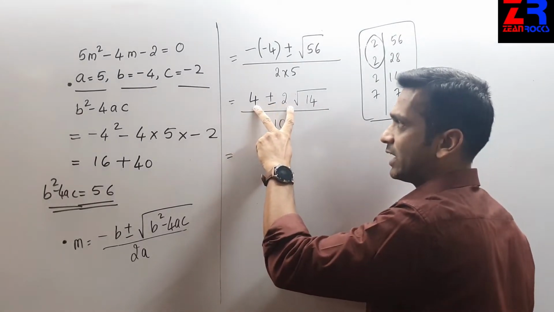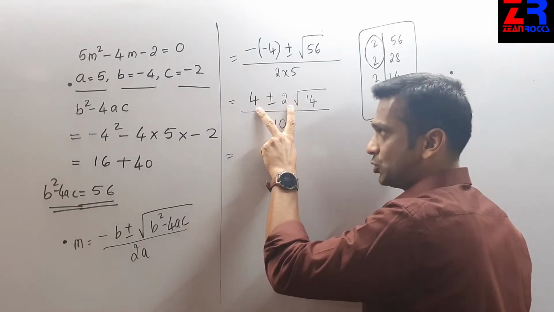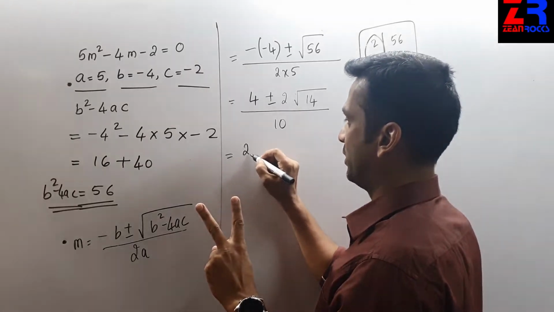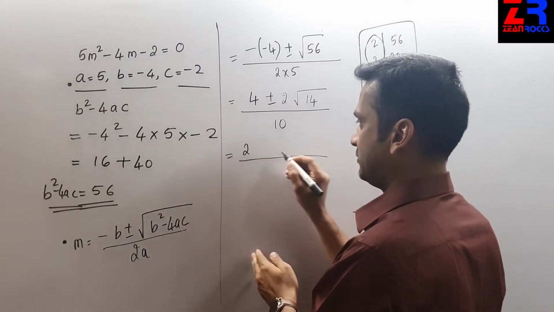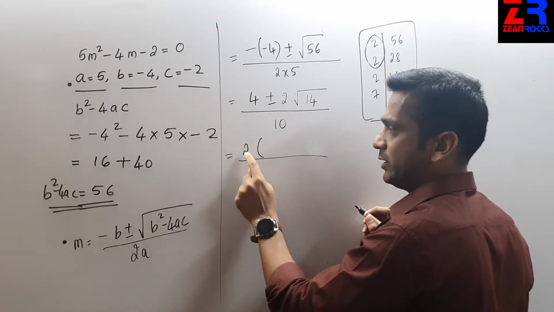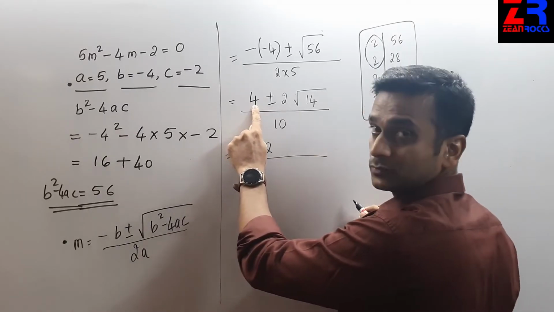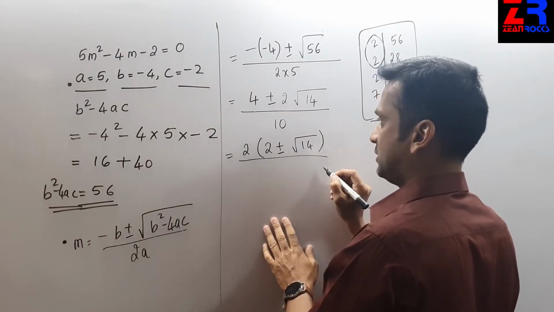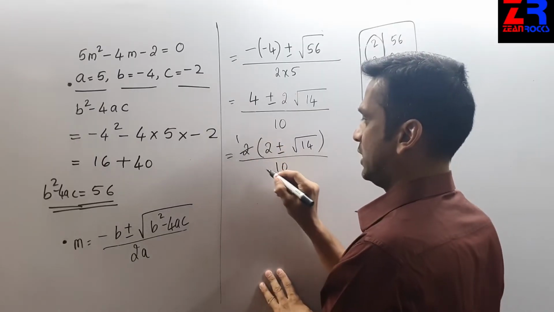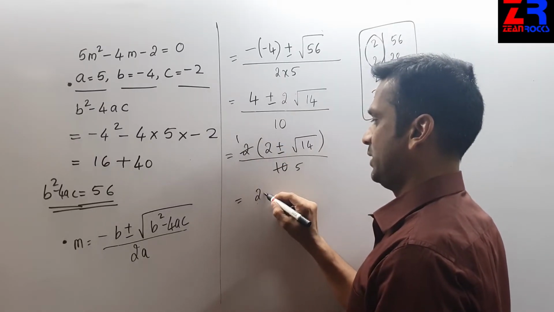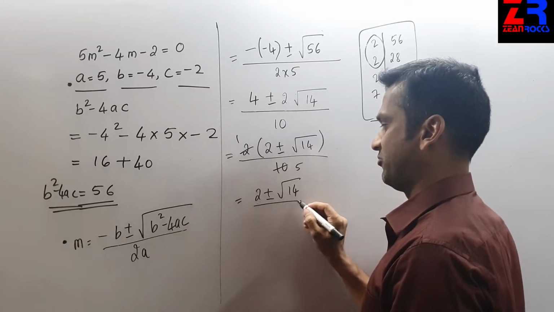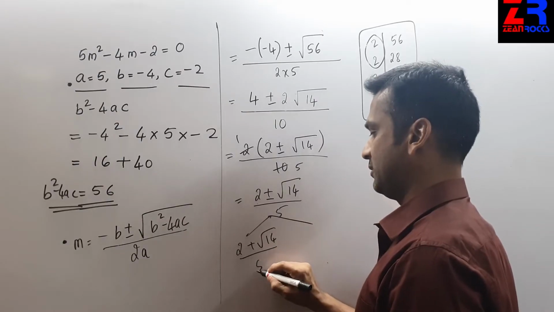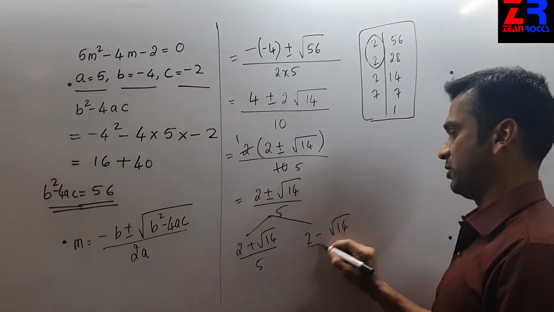Now here there are two terms. Out of these two terms there is something in common. What is common? 2 is common. So I will take 2 outside the bracket. Inside the bracket it will be 2 2s is 4 plus minus 2 is common, so here it will be 14 upon 10. 2 1s are 2, 2 5s are 10. Answer will be 2 plus minus √14 upon 5. So there will be two answers: 2 plus √14 upon 5 and 2 minus √14 upon 5.